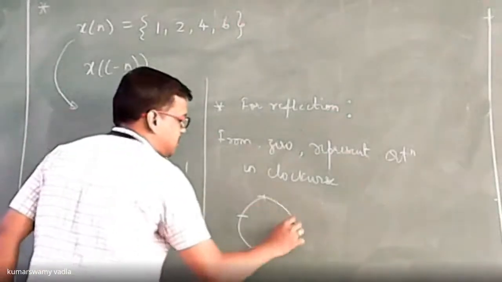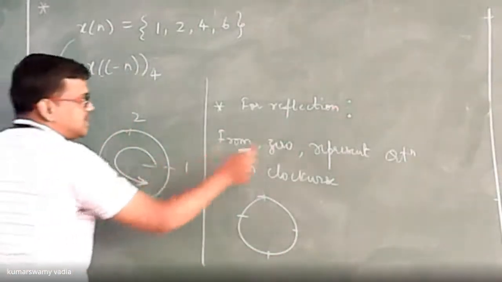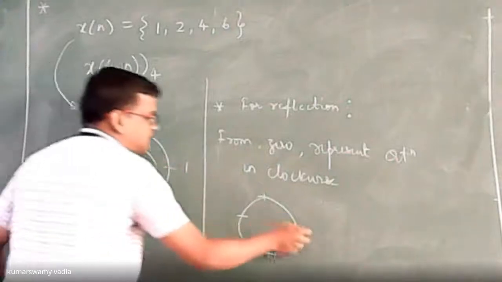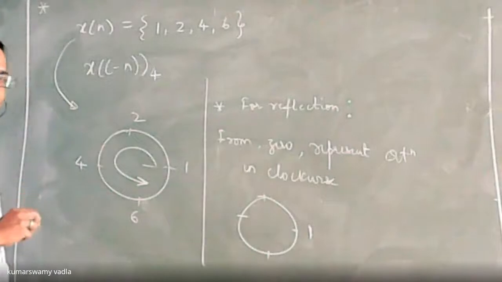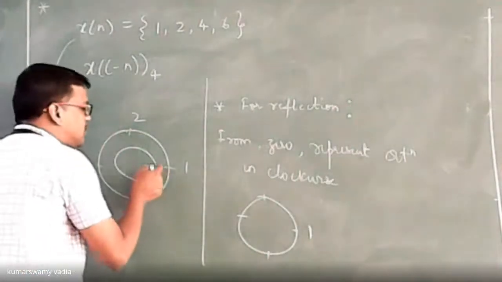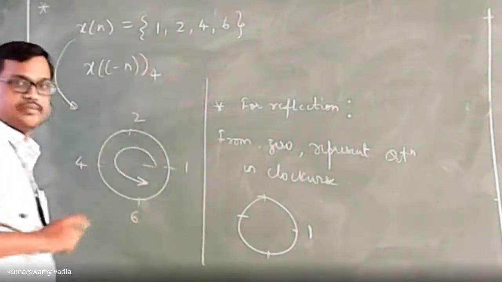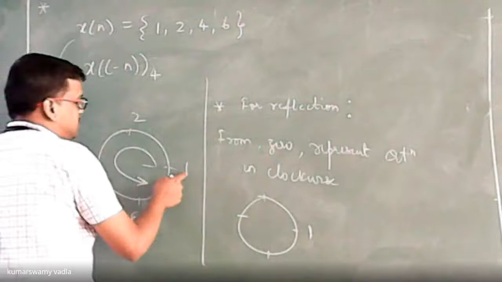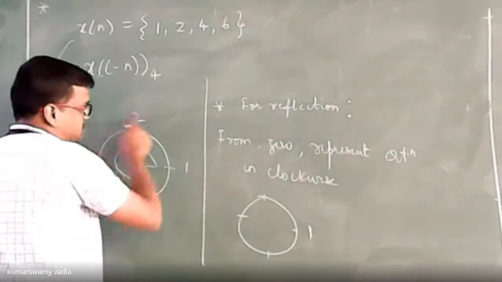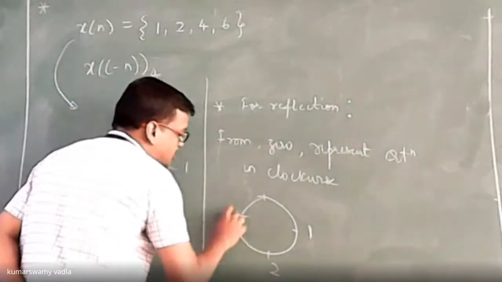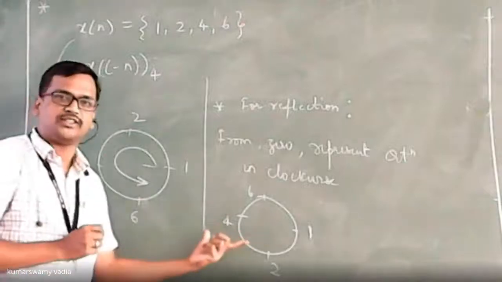Friends, please concentrate here. This is the only important step. From the 0th position, this will be 1 as it is, for both cases. Now, instead of anti-clockwise, I should represent this question in clockwise. Instead of 1, 2, 4, 6 like this, I should write 1, 2, 4, 6 like this. Is this point clear, students?